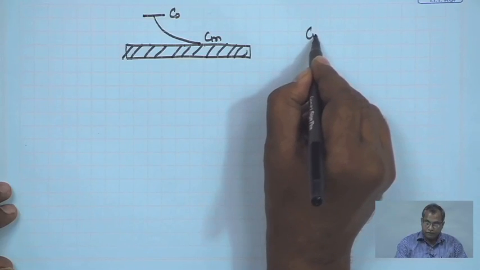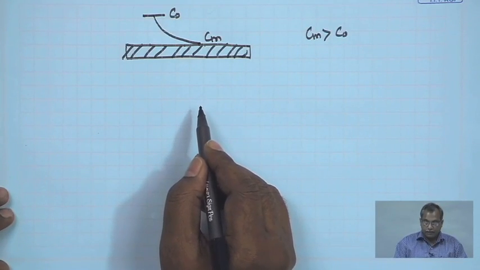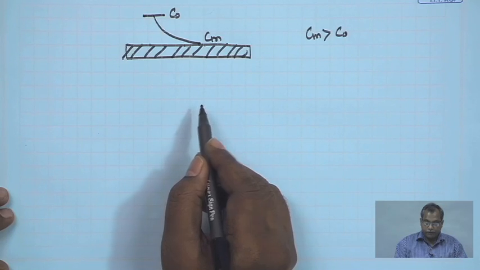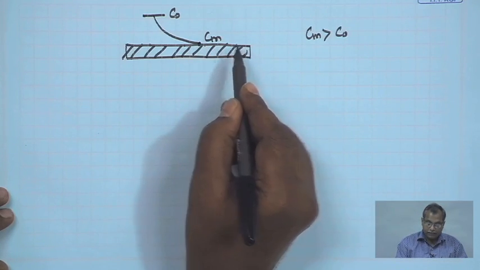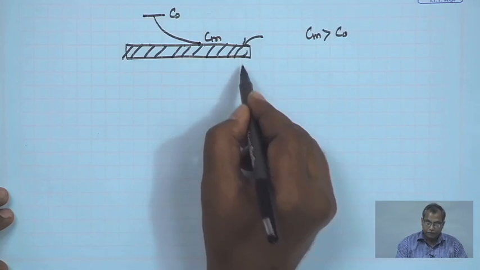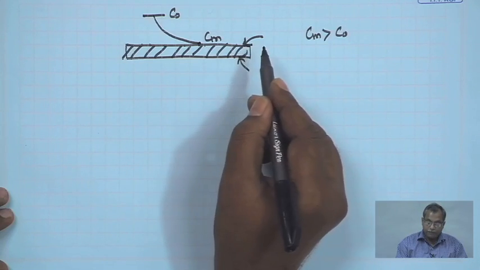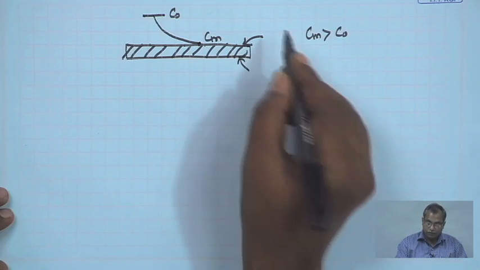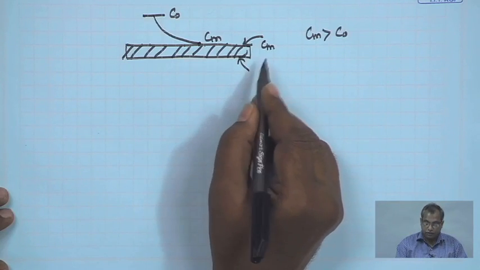So, Cm is always greater than C naught. So, what is the actual separation capability of the membrane? The actual separation capability of the membrane is the concentration that is available across two faces of the membrane. This is the upstream side, this is the downstream side of the membrane. In the upstream side, what is the concentration of solute? This is Cm.